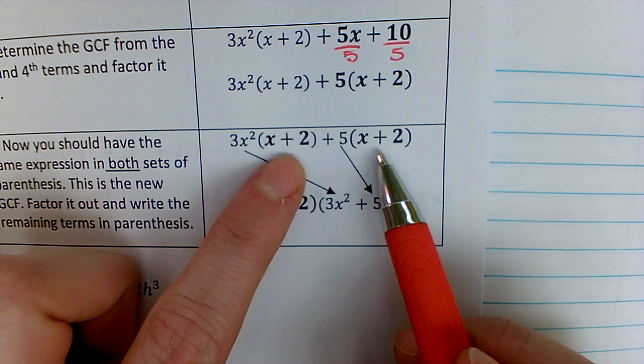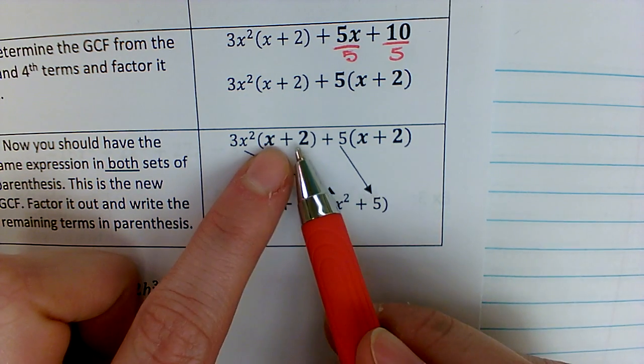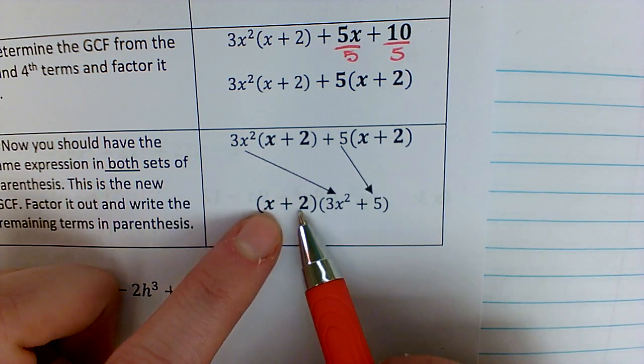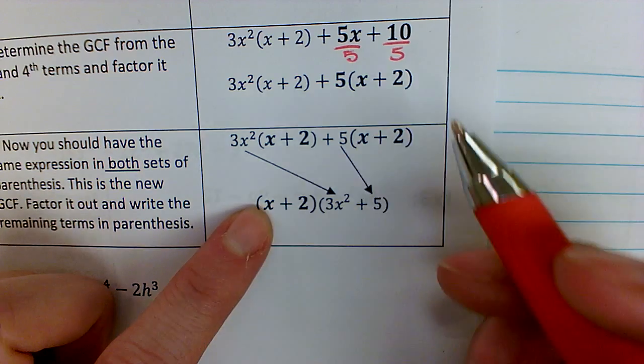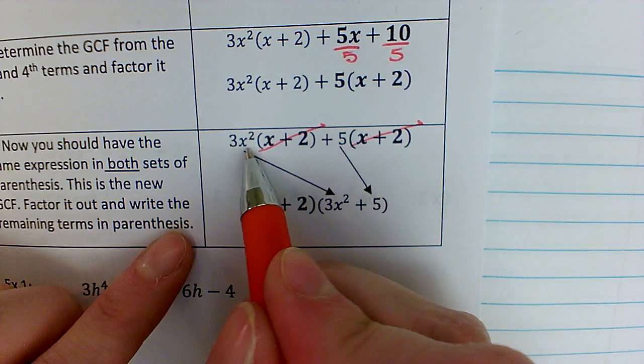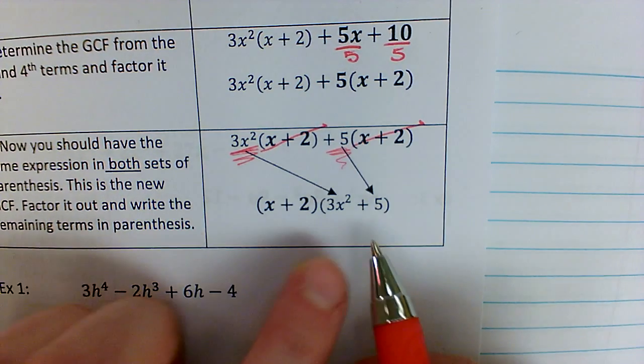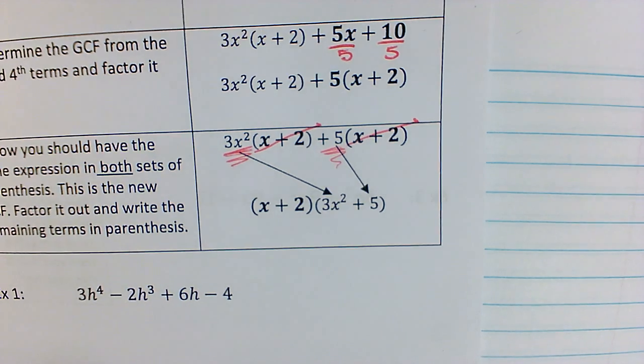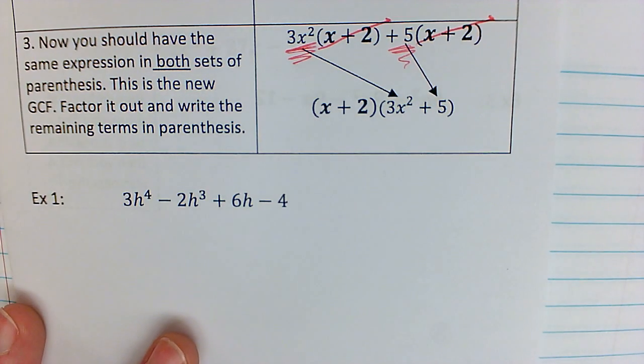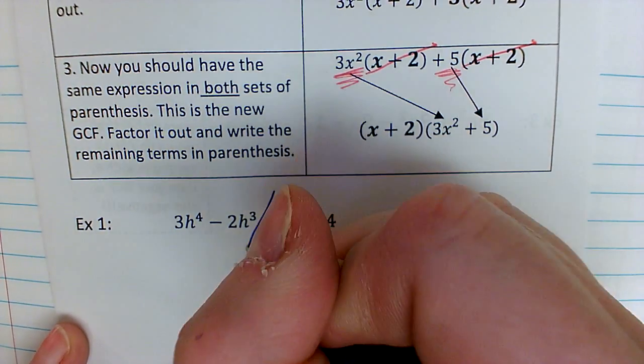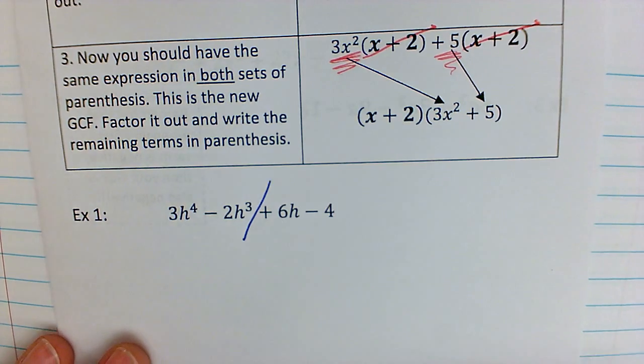Now, the goal is to have the exact same thing in both sets of parentheses. If you do, you can take those out because they're the new common factor, and once you've taken them away, what's remaining, 3x squared plus 5, goes in the other set of parentheses. So let's get some practice doing these kinds of problems. I'm going to take example 1 and break it into two parts.